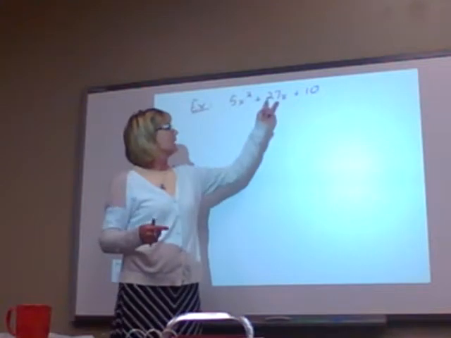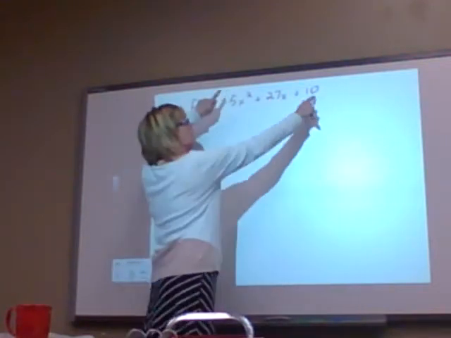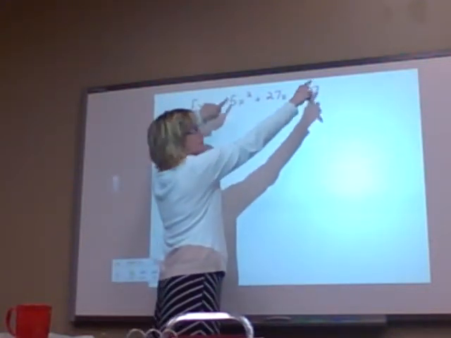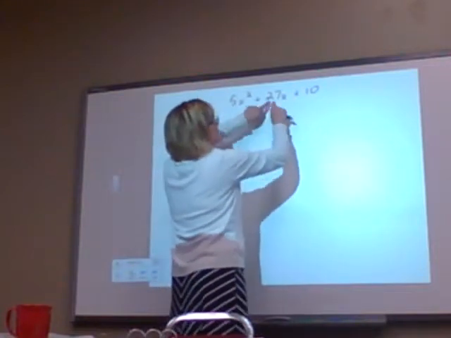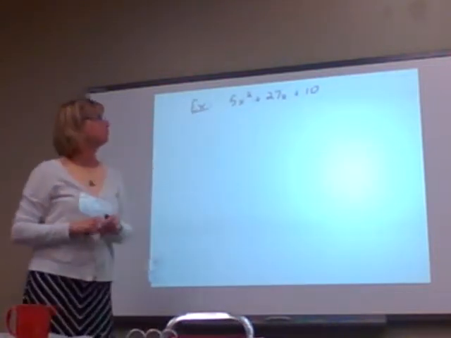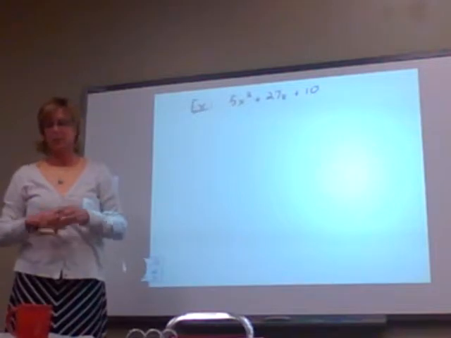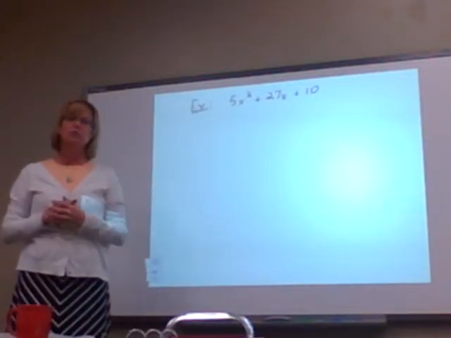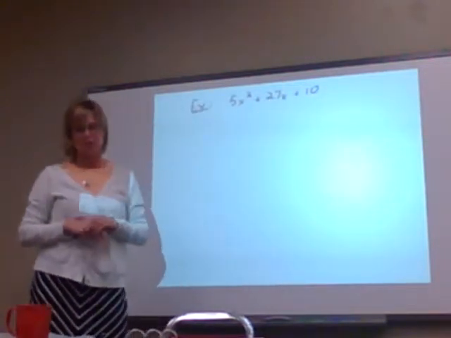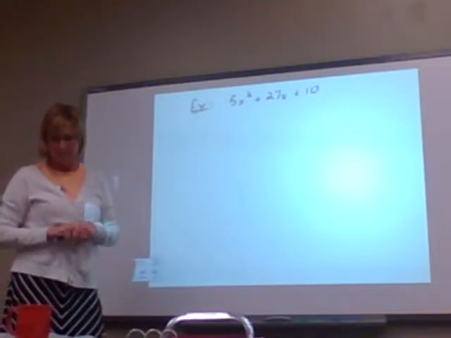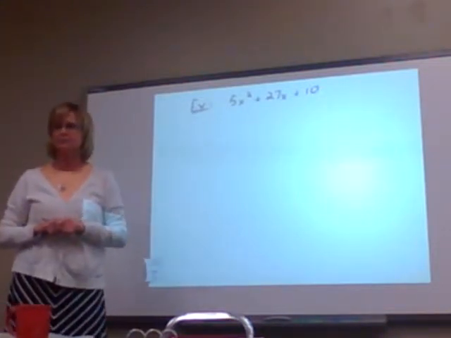Using the grouping method, I ask myself what multiplies to be the product of 5 times 10, multiplies to 50, but would add to 27. Multiplies to 50 and adds to 27. That's what I use when I split 27 into 2. Give you just a minute to do that.